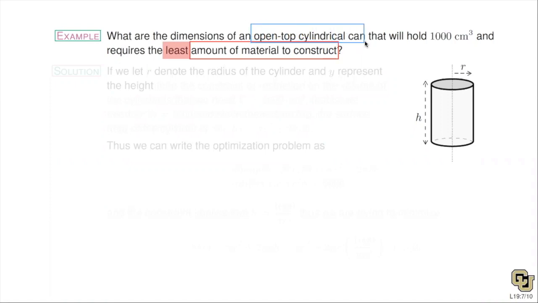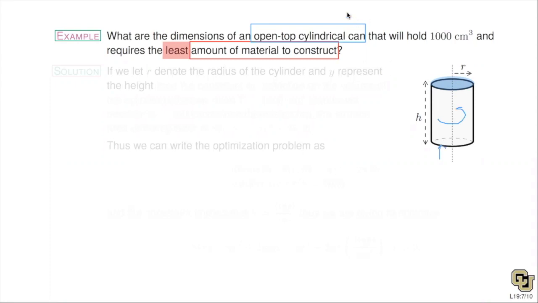It's an open top cylindrical can. So here in this part of the diagram, we don't have any material at the top part. Oh yeah, that top part, there's no material. It's open, like a waste paper basket. So we only need surface area. We only need material for constructing this thing around the sides here and the bottom.